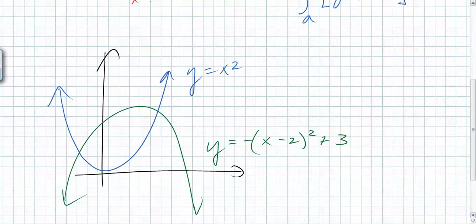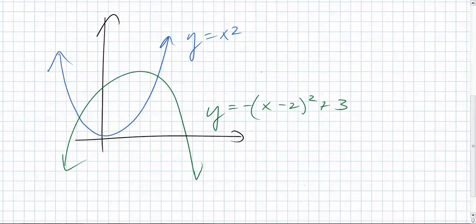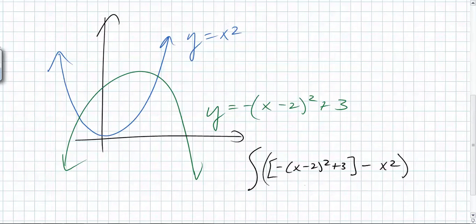This one is already labeled, I guess, so we can just use it. Which one is our upper function and which one is our lower function for the boundary? The green one is the upper and the blue one is the lower. So which one do you subtract from which? You subtract the blue from the green, exactly. So what are you going to end up with? You're going to end up with an integral of the upper function, which is negative x minus 2 squared plus 3. And what are you going to subtract from it? x squared, and this is all dx.